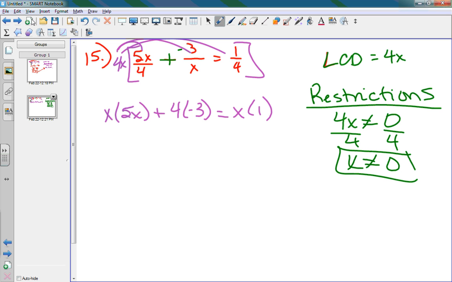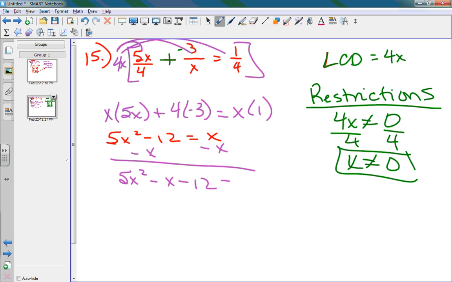Now, moving right swiftly along, get rid of the parentheses, right? So this gives you 5x squared minus 12 is equal to x. And doesn't it look like something we would normally do something with? Yeah. I can't quite factor it yet because I need to set it equal to 0. So I'm going to subtract x from both sides, and I'm going to have 5x squared minus x minus 12 equals 0.